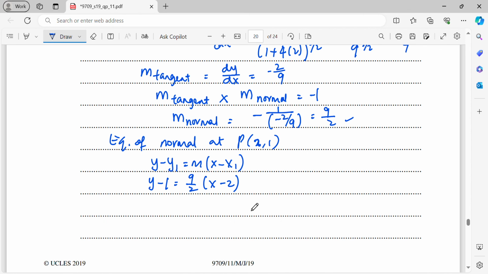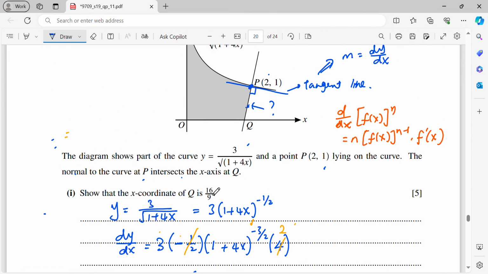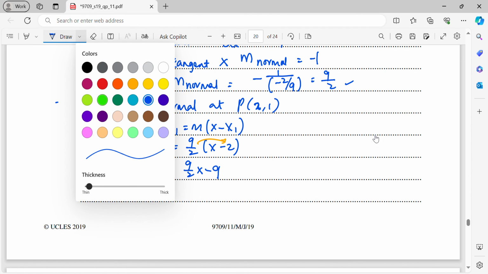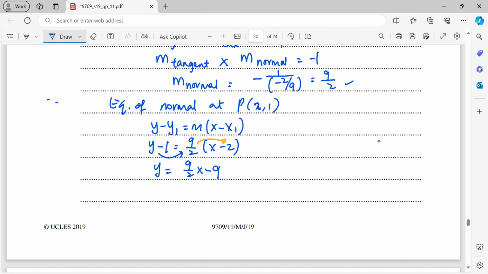Now here, basically you can just simplify this, or you can directly find the Q coordinate. Okay, so now probably I will just simplify first. So your y is basically 9 over 2 x. This 9 over 2 you times by negative 2. So the half and 2 cancel off, you get minus 9. That is minus 9. And followed by moving this minus 1 to the right side.